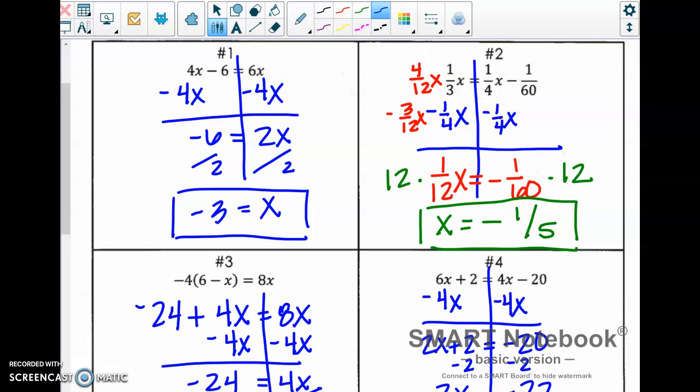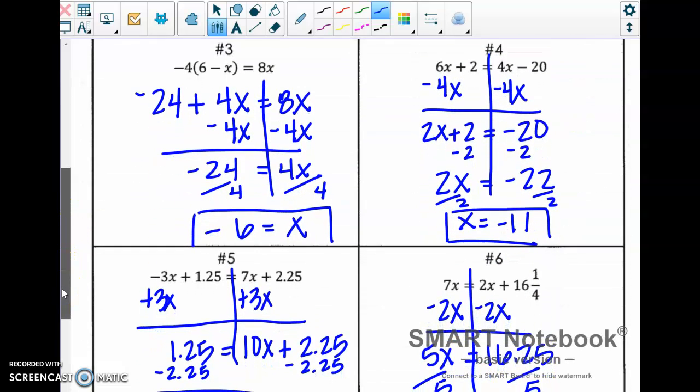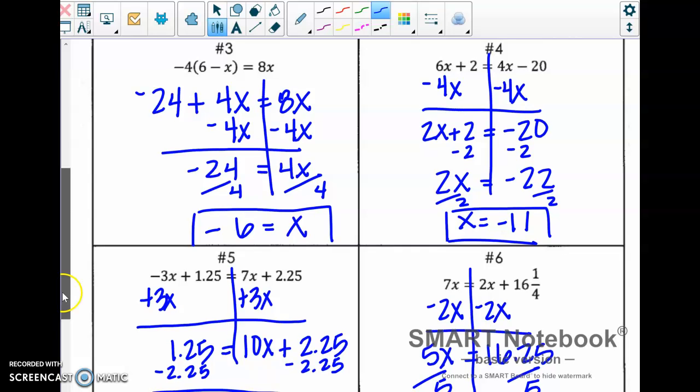Okay, feel free to pause the video wherever to look at these solutions, but I'm just going to give you the answers so you can check. Number 1, I got x equals negative 3. Number 2, I got x equals negative 1/5. You may also have gotten negative 0.2. That is the same. Number 3, I got x equals negative 6. Number 4, I got x equals negative 11.